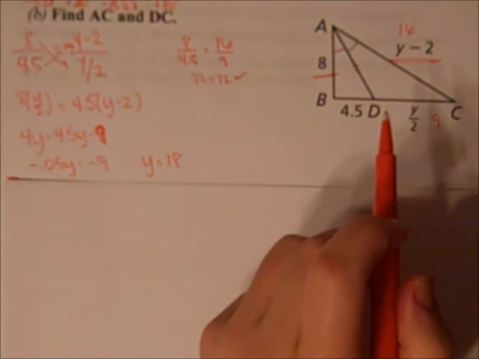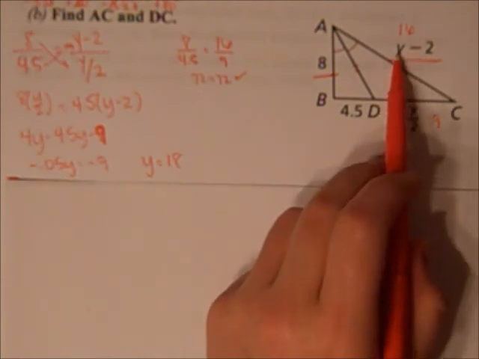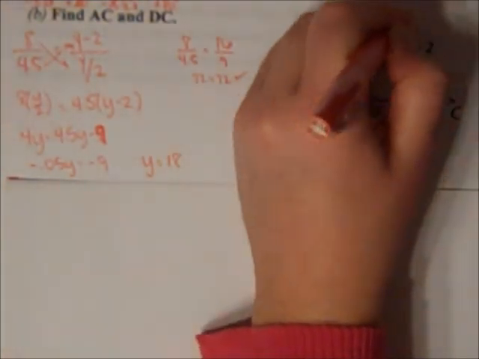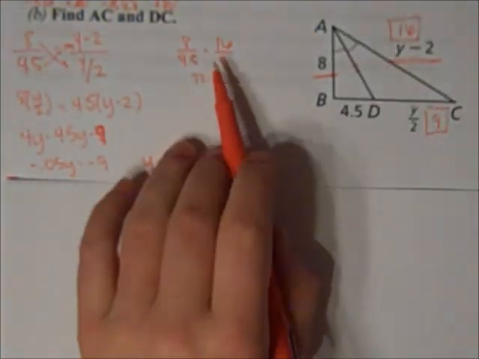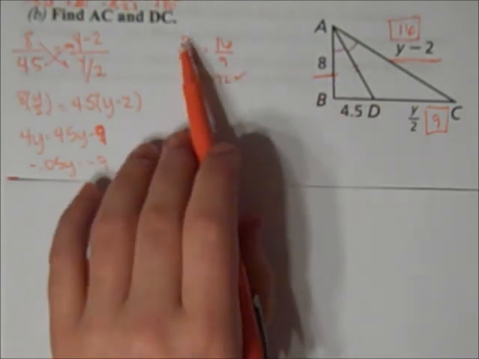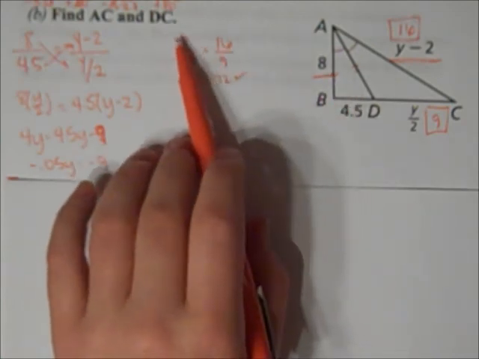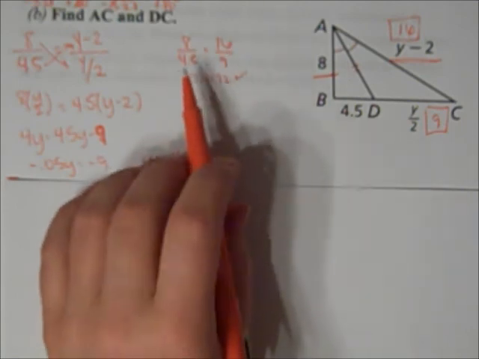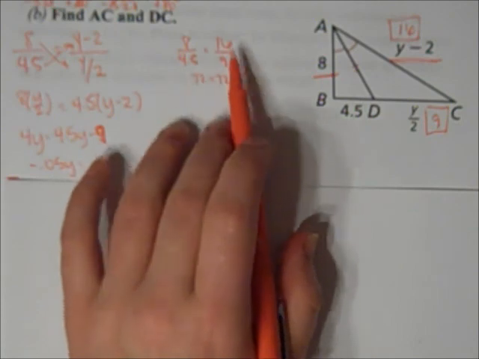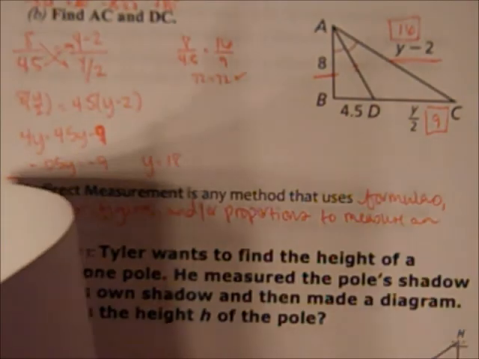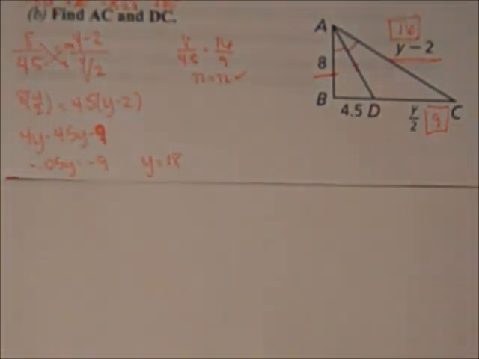And then don't forget to go back and plug it back in. So if y is 18, then this side would be 16, and this side would be 9. I should probably box those. Here you can tell these problems are a little more difficult, so I went back and I plugged it in and I made sure that the proportion worked. 8 over 4.5 equals 16 over 9, and then I cross multiplied and I saw that I got 72 and 72. That way I just knew I did the problem right. So I was just kind of double checking myself there, which is not ever a bad idea. Okay, this is the end of 7.4.